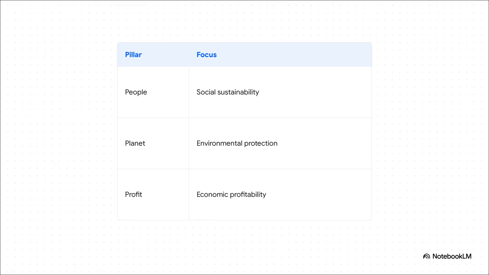But here is the crucial takeaway. Long-term economic profit just cannot happen in a vacuum. If you ignore the people and planet pillars, you're eventually going to destroy your profit pillar too. It's like a 3-legged stool. Take one away and the whole thing comes crashing down.